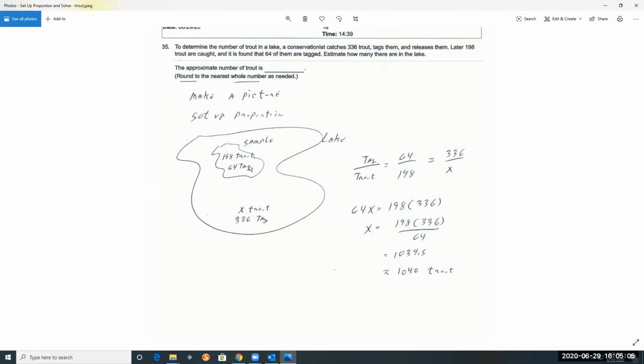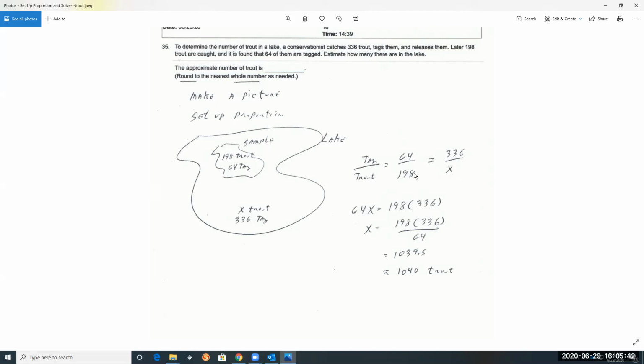So now we have a big lake and a small lake. And we want to set up a proportion, the same ratio or rates on both sides of the equation. Let's do tagged to trout. So the number of tagged trout in the sample is 64. The number of trout in the sample is 198. We want to do the same thing for the huge lake. The number of tagged fish in the lake is 336. The amount of fish in the lake is unknown, that is X.